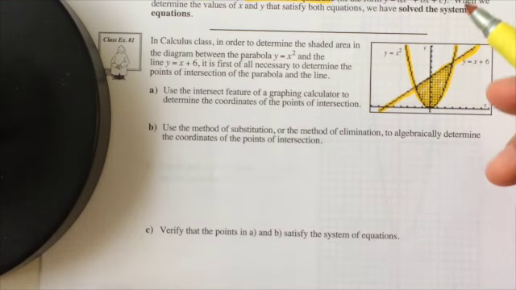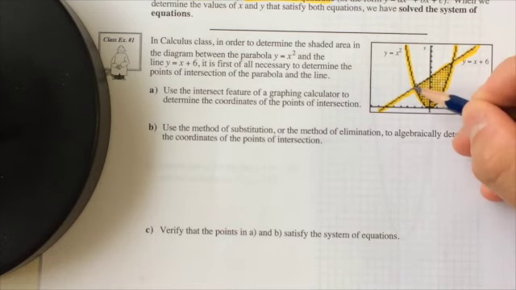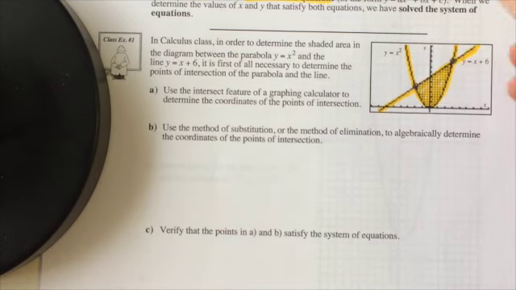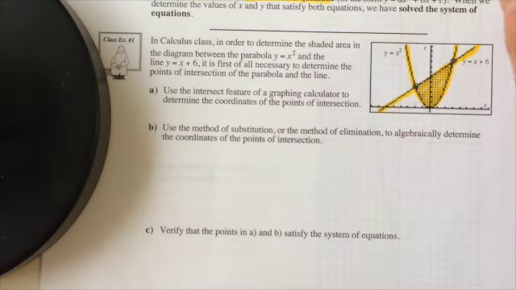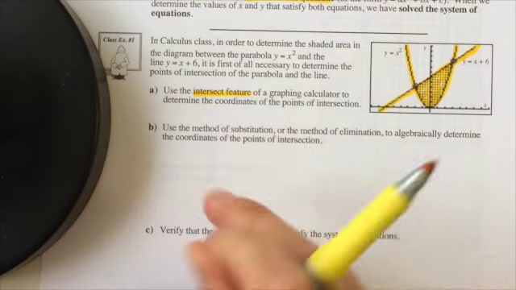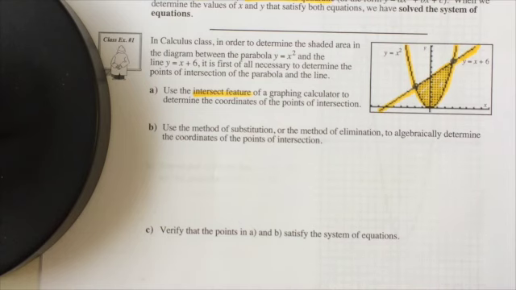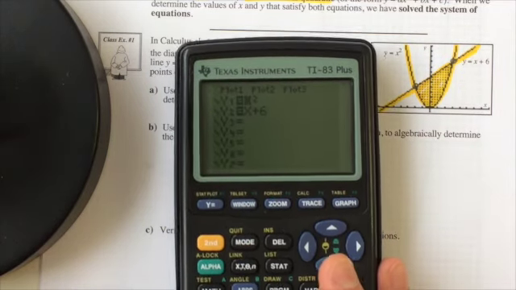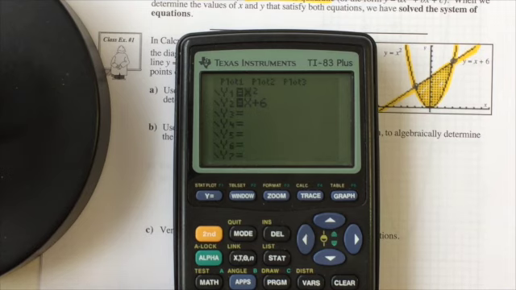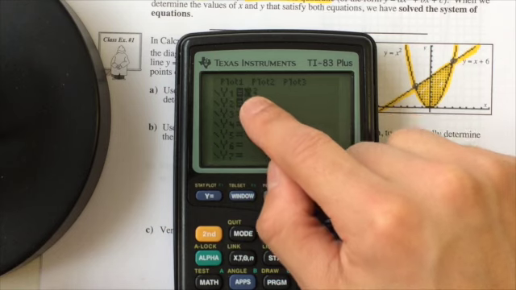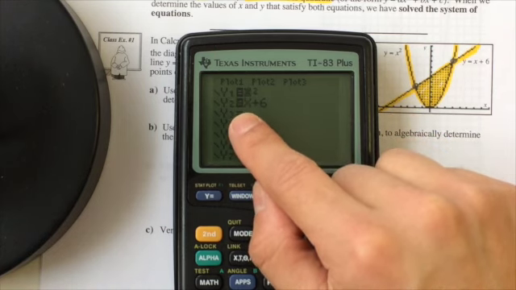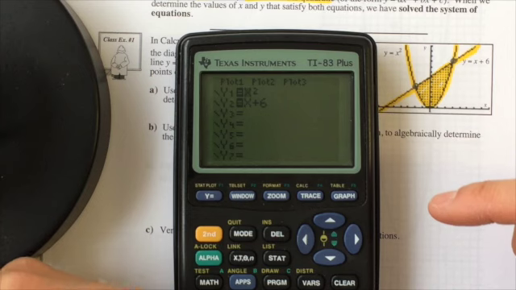It is first of all necessary to determine the points of intersection of the parabola and the line. So we want to know where these points are. We could just look at that on our graph, and that's easy enough to do. We can use the intersect feature of the graphing calculator. I've already plugged in both of these equations into my graph. I have y is equal to x squared, which will give me the shape of my parabola, and then I have y is equal to x plus 6, which is my linear equation.